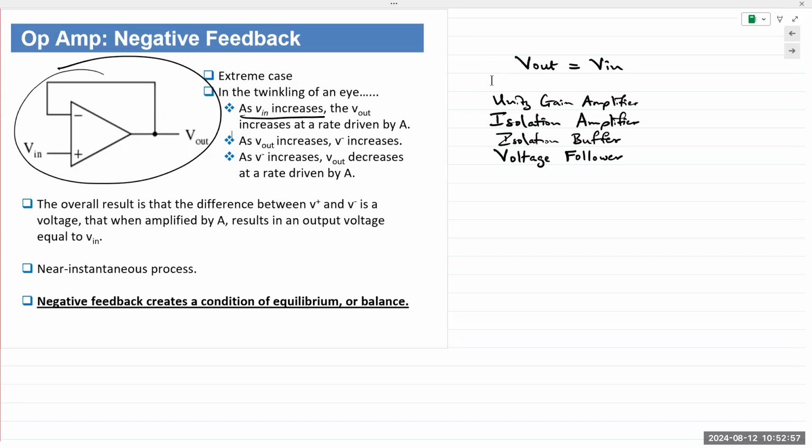So the gain is 1, hence the name unity gain, and the output voltage follows the input voltage exactly as it is, hence the other name, voltage follower. But the biggest advantage of this circuit is that it has very high input impedance and very low output impedance. So it can be used to isolate 2 different stages of your circuit.